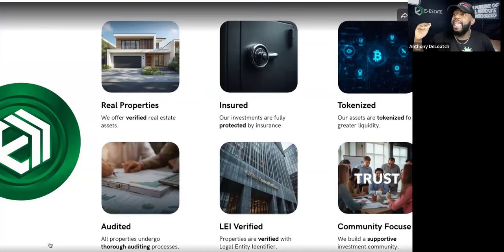Can I tell you that every one of our real estate assets is properly insured so your investment is protected? Can I tell you that every one of our properties is tokenized for greater liquidity? Can I tell you that every one of our properties is thoroughly audited before it's brought to the platform to make sure that it fits our income model? Can I tell you that our company is LEI verified and you can find our documentation on Bloomberg? Can I tell you that we're building one of the largest real estate tokenization platforms that's ever existed?